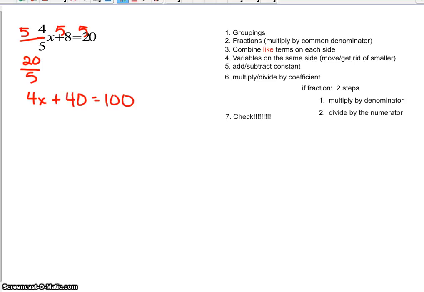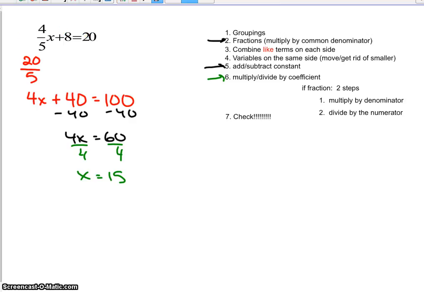So I started with the fraction. I don't have any terms to combine. I'm already actually down here at step 4, a 2-step. Get rid of my 40. Now I'm ready to get rid of my coefficient. Divide by 4. X equals 15. So now what I'm going to do is go back and check it, like I said.